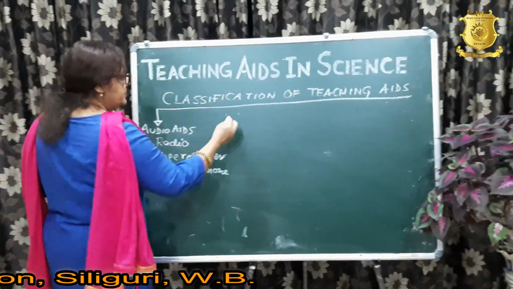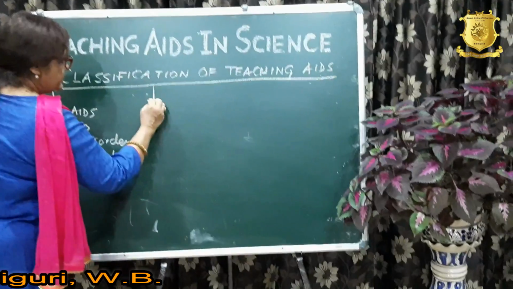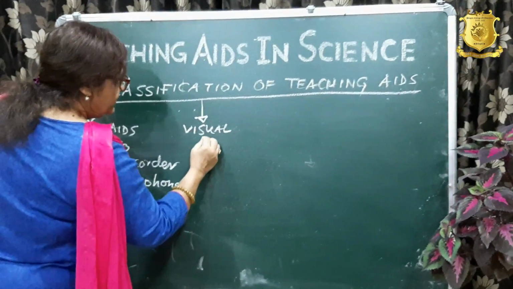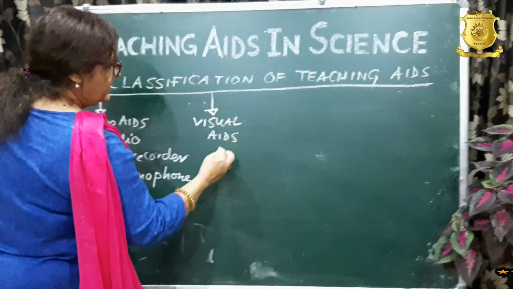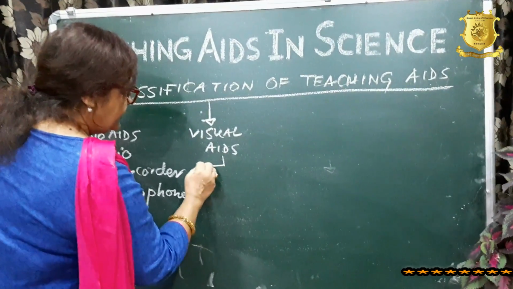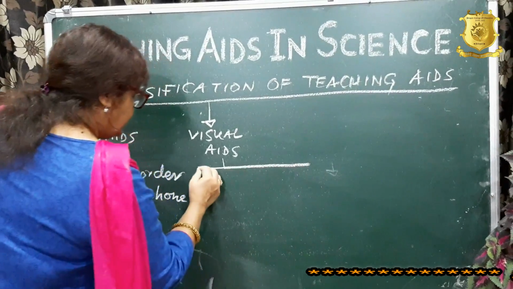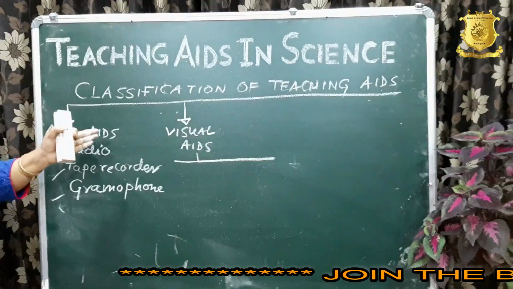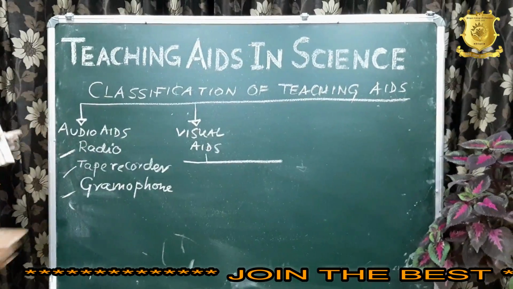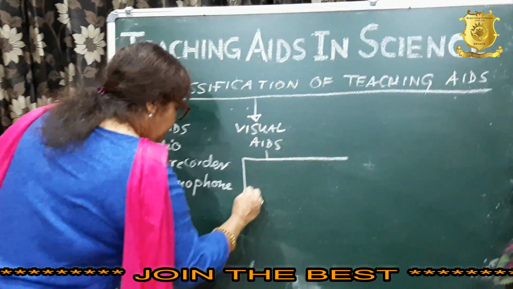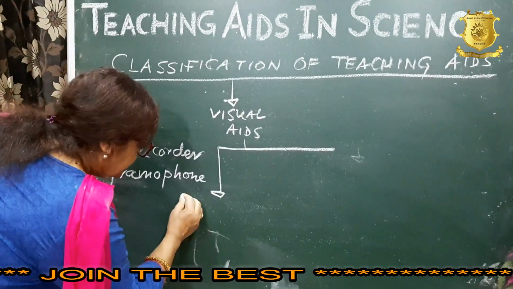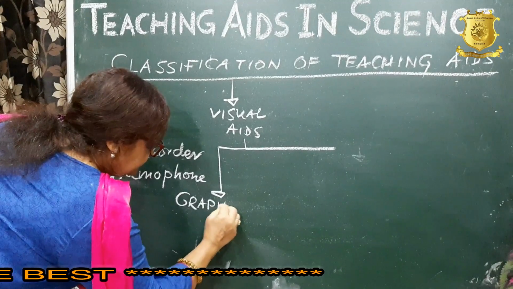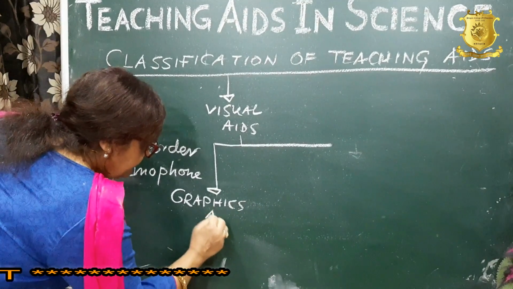Next type is visual aids. Visual means the aids which we can see. This category is again subdivided into four categories. Number one is graphic aids.